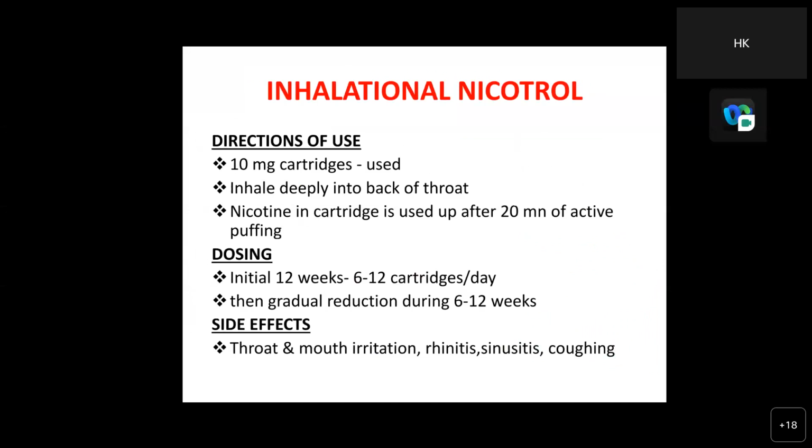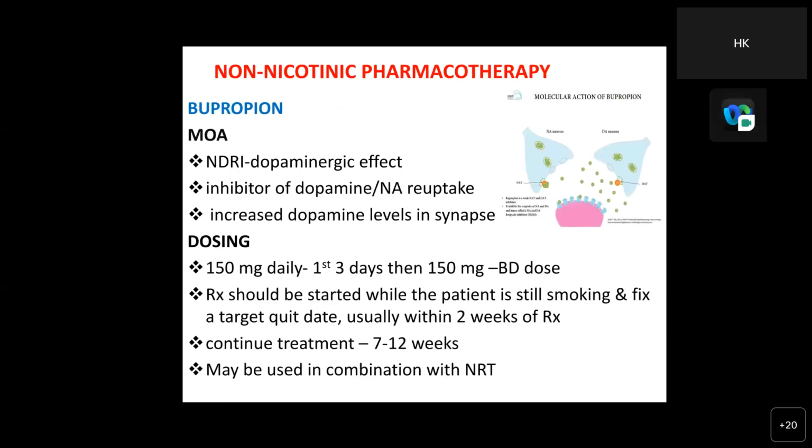Next one is inhalational Nicotrol. Direction of usage: it is available in 10 milligram cartridges. It has to be inhaled deeply into the back of the throat. The nicotine cartridge is used after 20 minutes of active puffing. Dosage, for the initial 12 weeks, 6 to 12 cartridges per day, then gradual reduction of the cartridges during the next 6 to 12 weeks. Side effects involve throat and mouth irritation, rhinitis, sinusitis, and coughing.